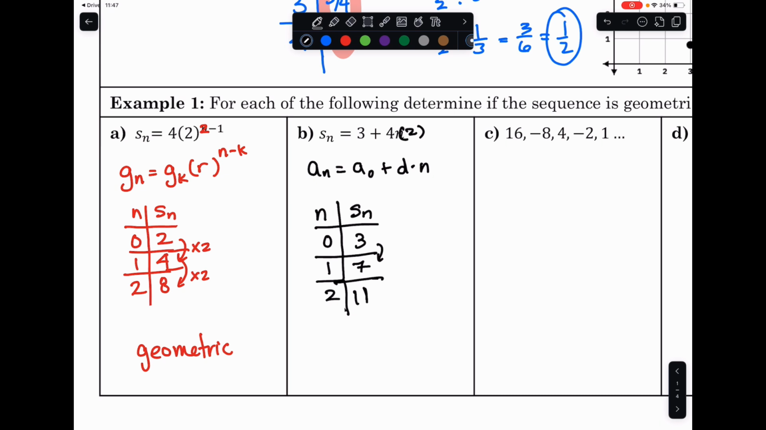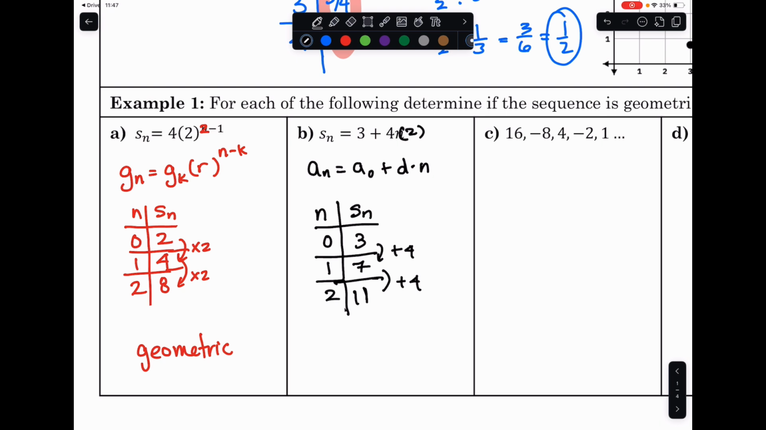But if I subtract, I can see that to get from 3 to 7, I am adding 4. 7 minus 3 is a difference of positive 4. 11 minus 7 is a difference of positive 4. So I'm adding 4 each time. And if I continue the sequence, I would see again that this is the common difference.